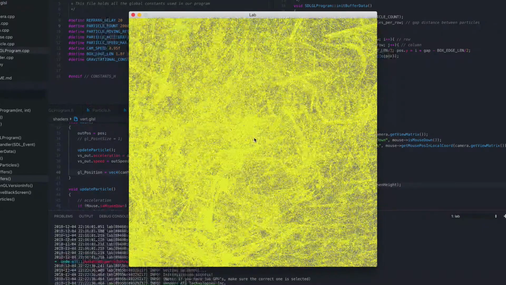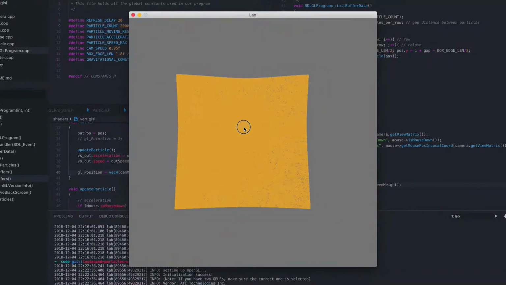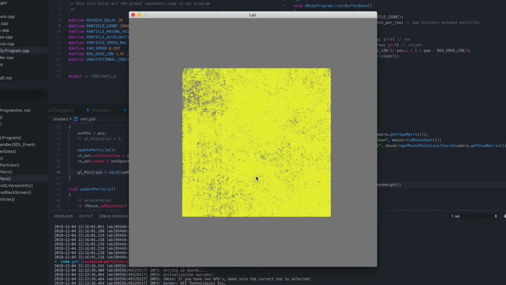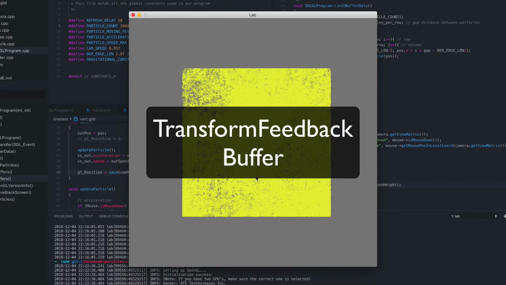But that is not very exciting. The more exciting part is how we are able to handle 2 million particles rendering at 60 frames per second. We use a technique called transform feedback.